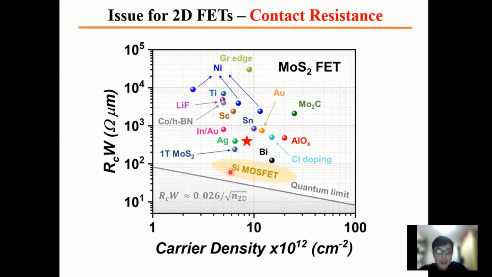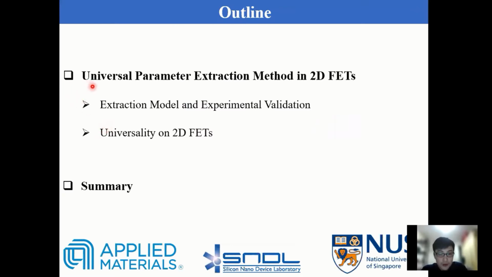On the other hand, establishing an accurate yet simple extraction technique to characterize the contact resistance is also another critical aspect. So this will be the focus of my research topic. In my research topic, I would like to establish a universal parameter extraction model for 2D FETs. I will start with the extraction model derivation, followed by the experimental validation. And also I would extend my extraction procedure to various types of 2D semiconductors to confirm the universality of our proposed extraction model. And at the end, I would like to summarize my presentation.